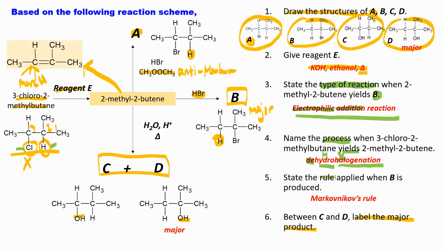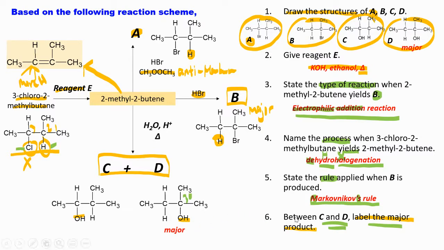Now another one is rules. We know when B is formed, we use Markovnikov's rule. Don't forget the apostrophe and the capital M. The spelling must be correct. Then between C and D, label the major product, which we have identified. Which one is the major product?